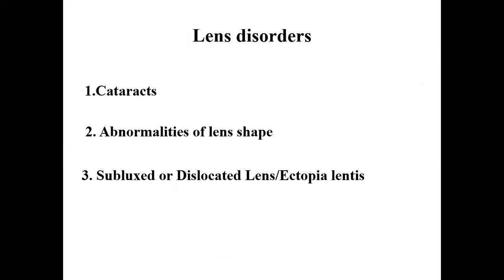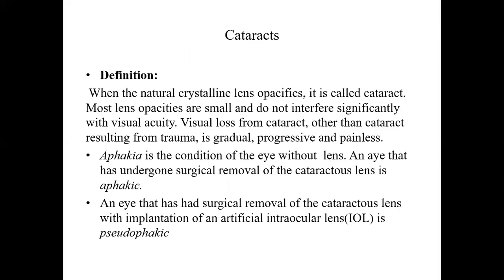So that's all about what we wanted to know about the lens, its structures, its anatomy, and its functions. So let's see the lens disorders. I talked about the cataracts. We'll talk about the abnormalities of lens shape, which include the subluxated and dislocated lens, or ectopia lentis. But we shall be much more concerned with the cataracts. So what is a cataract? I'm sure you all know, because you read. When the natural lens opacifies, that's when we say it is cataractous.